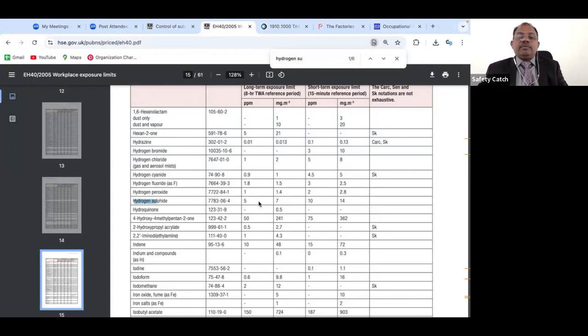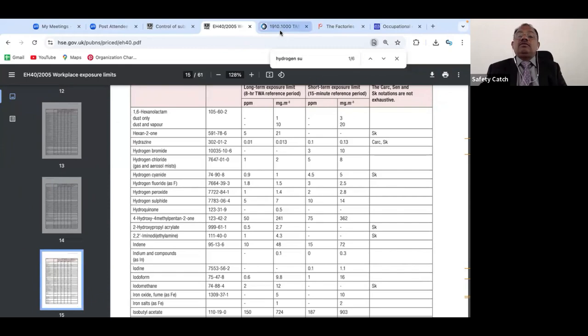Now here, for H2S, 5 ppm is the LTEL and 10 ppm is the STEL. 10 ppm is the STEL value for hydrogen sulfide. Okay. Fine.